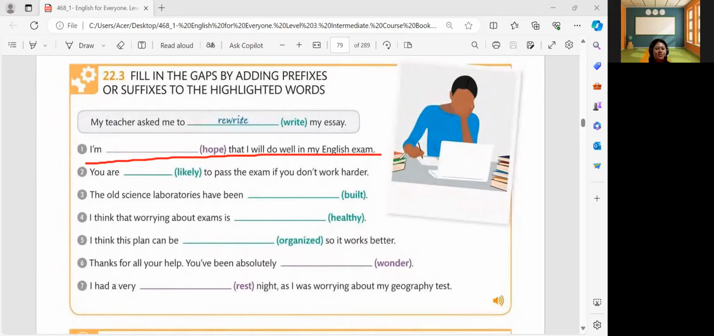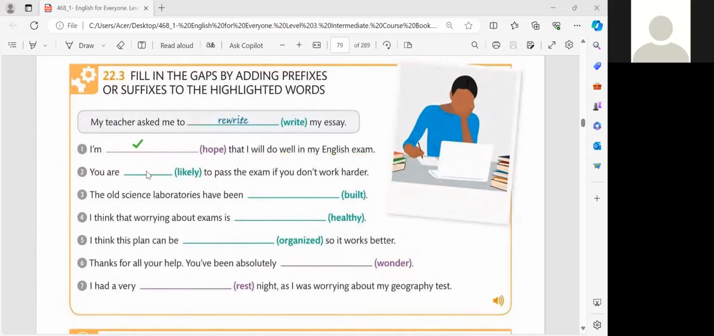Number one. Please read your answer, then tell me your answer. I am hopeful that I will do well in my English exam. Hopeful. Correct. Number two. You are unlikely to pass the exam if you don't work harder. Correct. Number three. The old science laboratories have been rebuilt. Rebuilt. Very good.